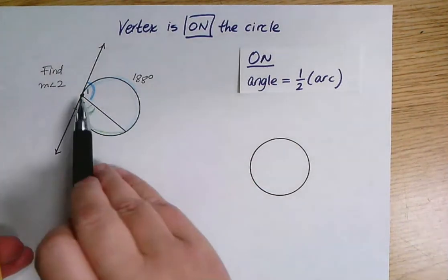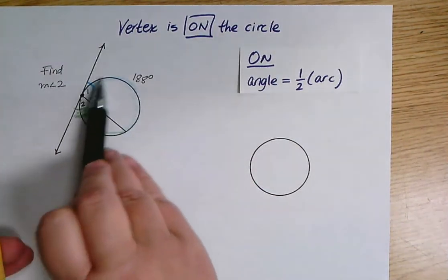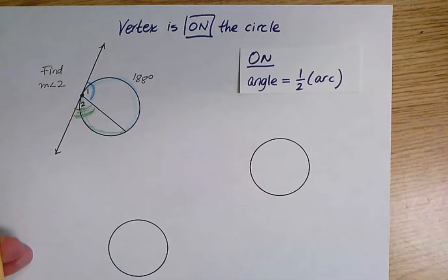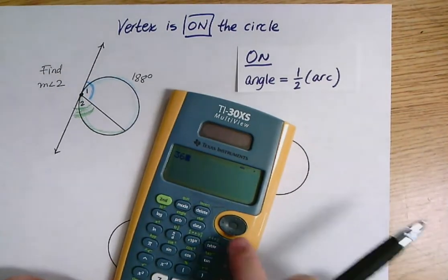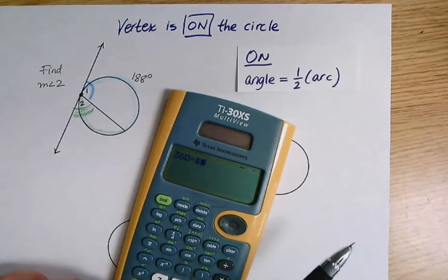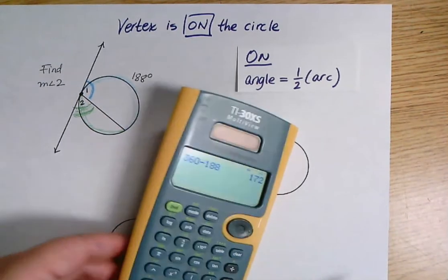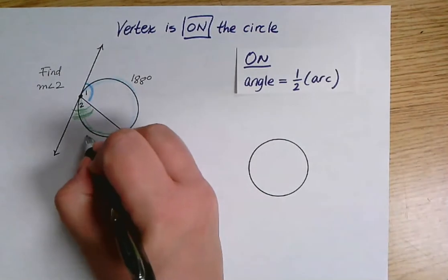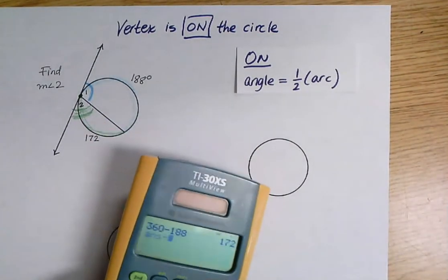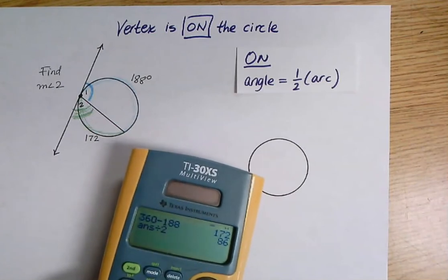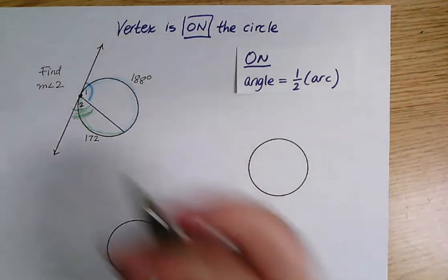You could either do it with the arcs. Let's do it that way first. If I know that this is 188, then the rest of the circle is 360 minus 188, which is 172, which means this arc is 172, and then I take half of it. Half of 172 is the same as just dividing by 2, and that gives me 86.